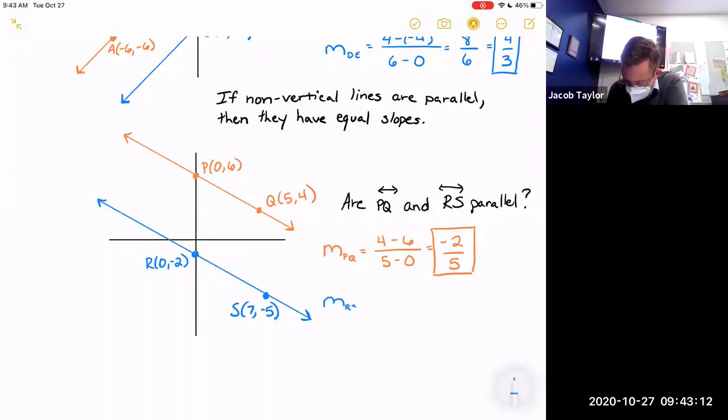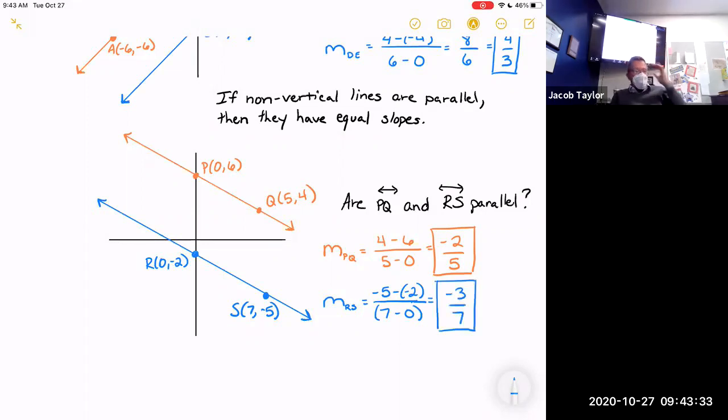Let's find the slope of RS. So the y coordinates are negative 5 and negative 2, so negative 5 minus negative 2. The x coordinates are 7 and 0, so 7 minus 0. So that gives me a negative 3 on top and a 7 on bottom. So I was right. Are these lines parallel?